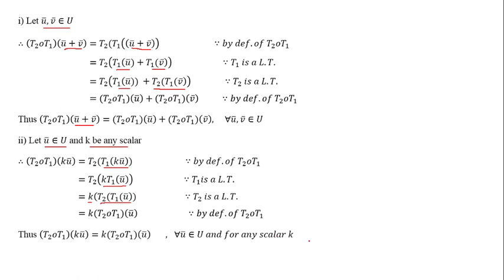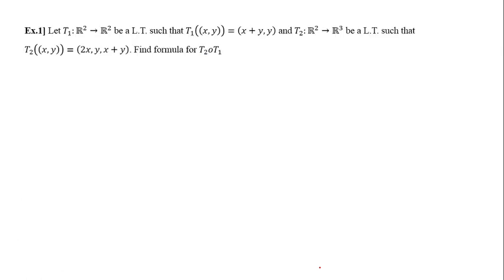So this is true for any u bar in the space U and for any scalar k, and therefore by condition number 1 and condition number 2, we conclude that the map T2 composite T1 is a linear transformation. So remember this proof. This proof is very easy. Let's see an example of how to find the composition map.